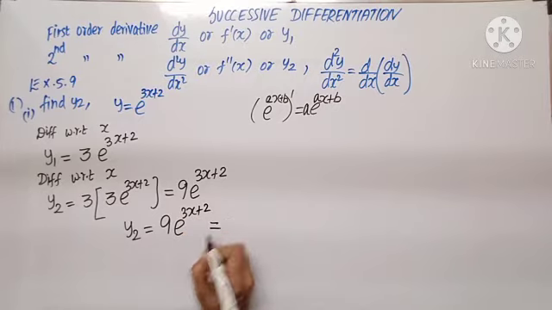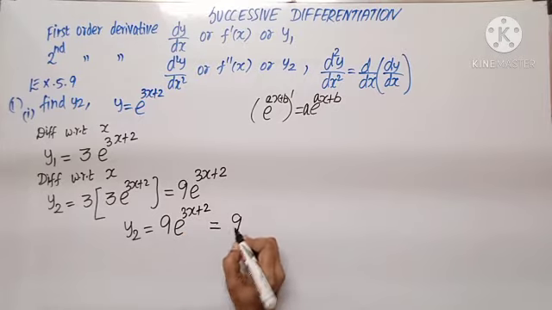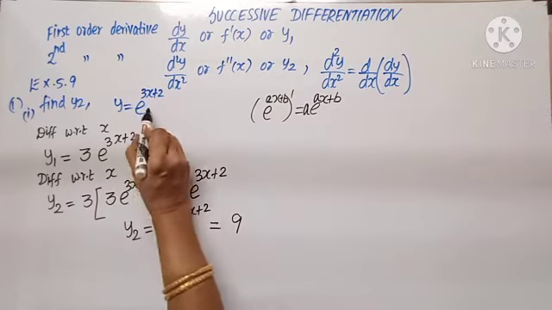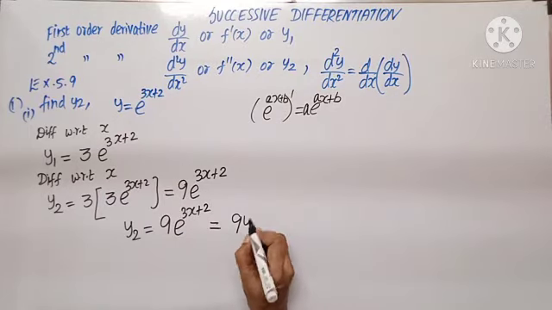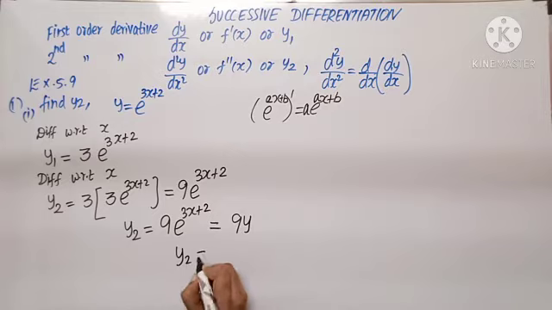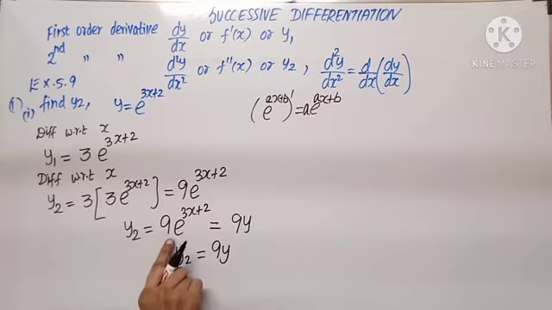I can also say this as 9 e power 3x plus 2. From the question it is y. So y2 I can also write as 9y, and that is the answer. Either this way or this way I can give out the answer.